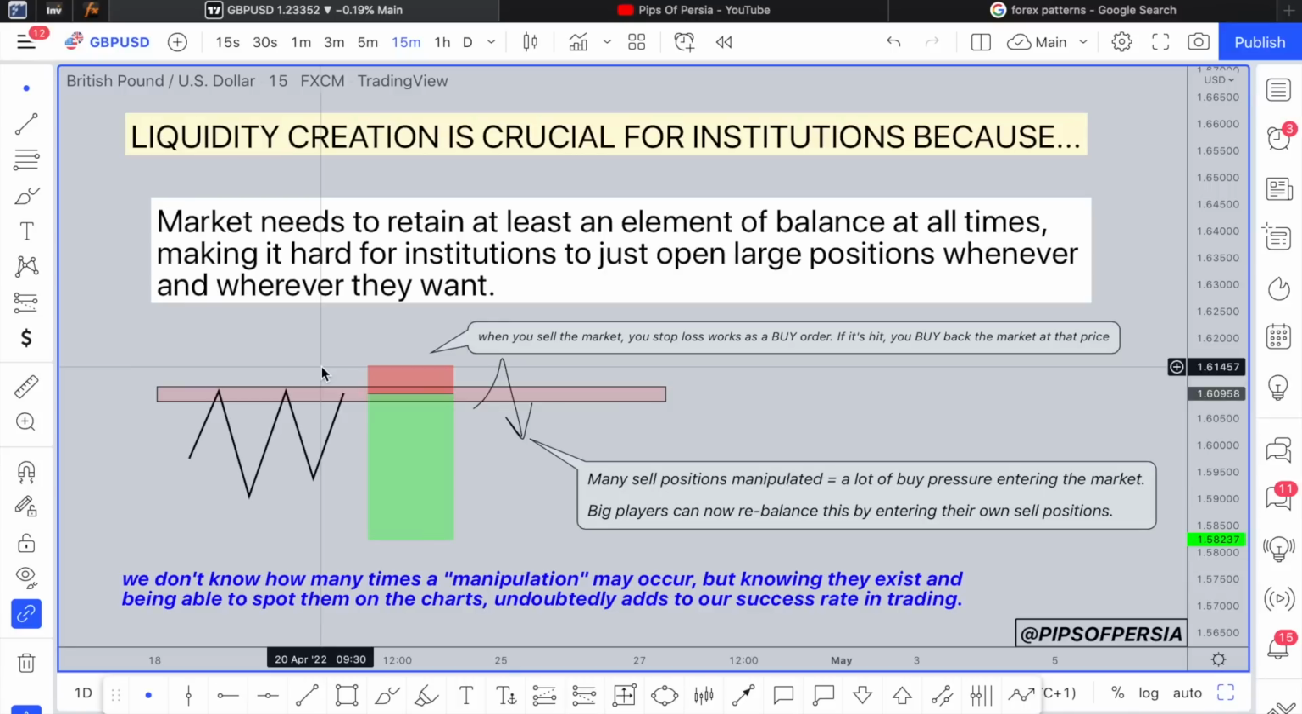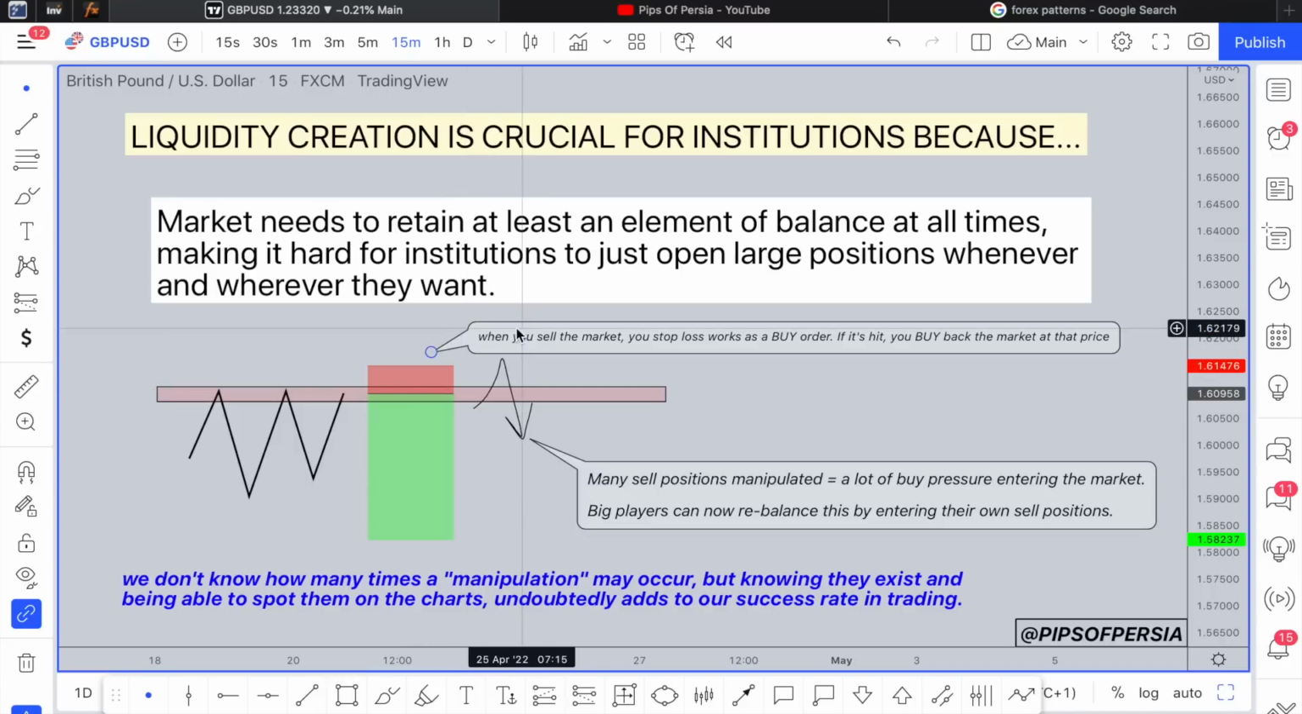So if there are 100,000 people selling the market at a given time with their stop losses above, once those stop losses get hit, all of those orders transition into buy orders. It's as if there's more demand all of a sudden being pumped into the market because those stop losses have been hit.